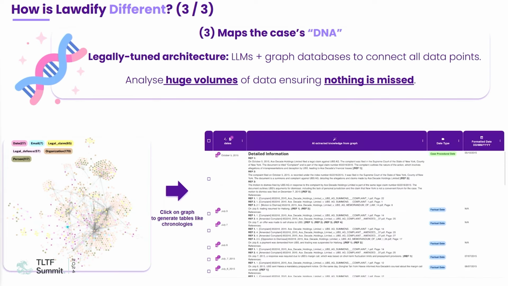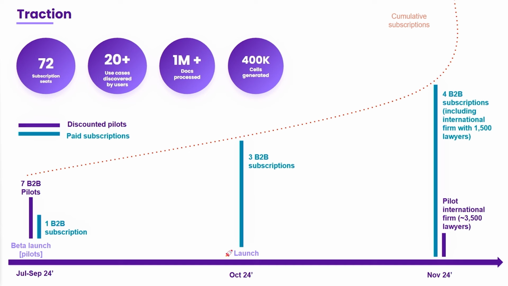Third, we map the DNA of your case. This means that we use legally tuned architecture, combining LLMs and graph databases to connect all the key data points in your documents. And this means that you can analyze huge volumes of documents and data, ensuring that nothing is missed, which is key for disputes and legal. With a click on the graph, the user can generate detailed analysis tables like you see here on the screen of our chronology. Having Lawdify for the disputes lawyer is like having Sherlock Holmes join their team.